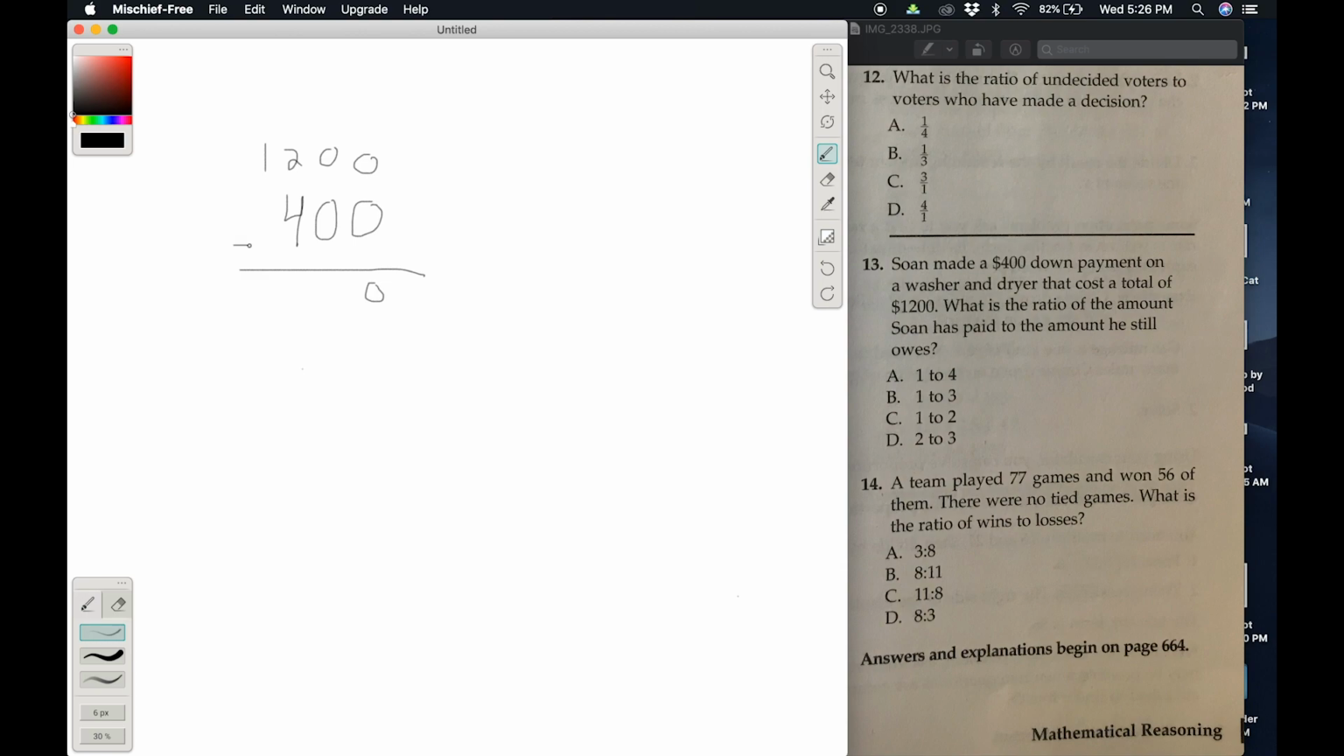So 0 minus 0 is 0. 0 minus 0 is 0. 2 minus 4 does not work, so we borrow from the 1 here, cross it out, make this 12. 12 minus 4 is 8. So 800. Okay, so Sohn made a $400 down payment on a washer and dryer that cost a total of $1,200. What is the ratio of the amount Sohn paid? So the amount he paid goes on top first, since that's what it asks. $400 over the amount he has left to pay.